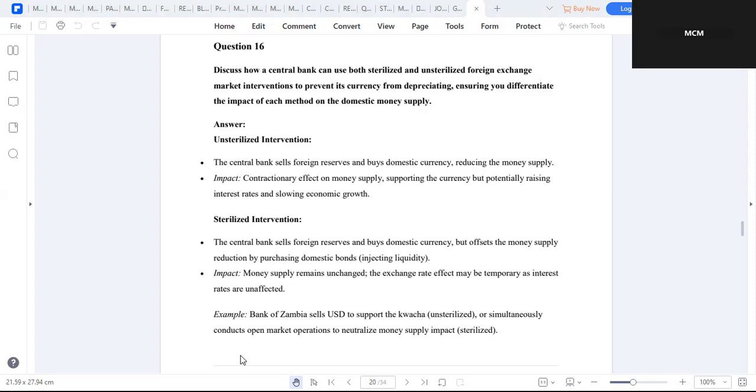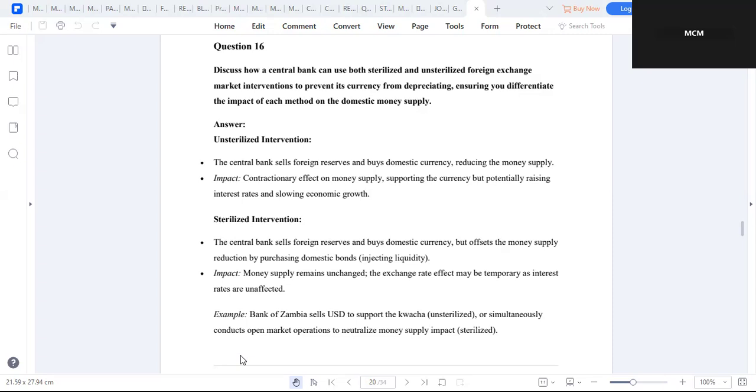So the effect that this will have, number one, on the exchange rate is that the kwacha will still strengthen, where the currency will be defended. And in the money supply, we have neutralized overall liquidity in the economy. It will remain unchanged. So the benefit that we're going to have from here is that there'll be a stabilized currency without actually affecting the interest rates.